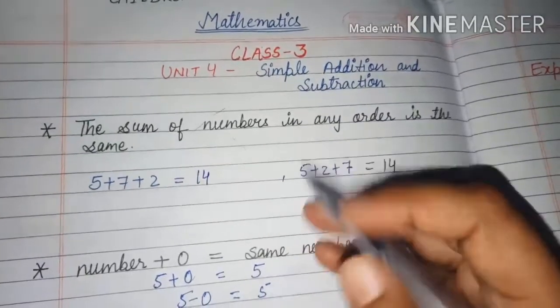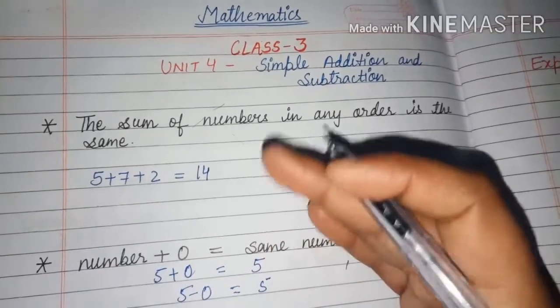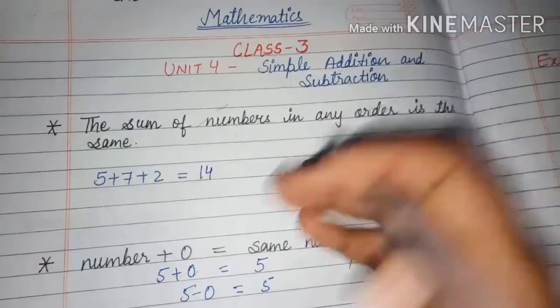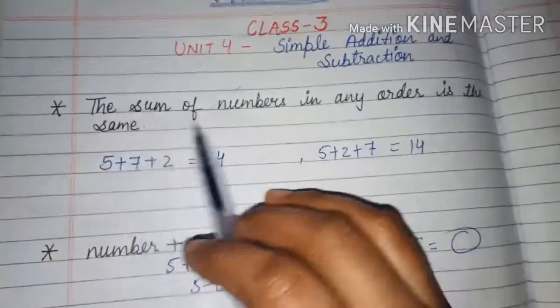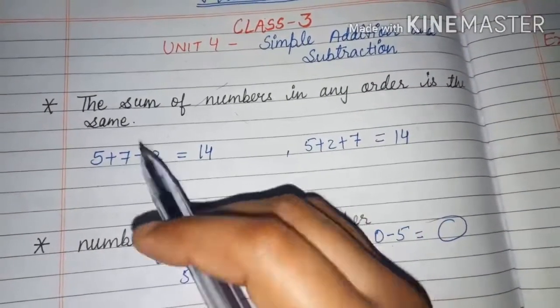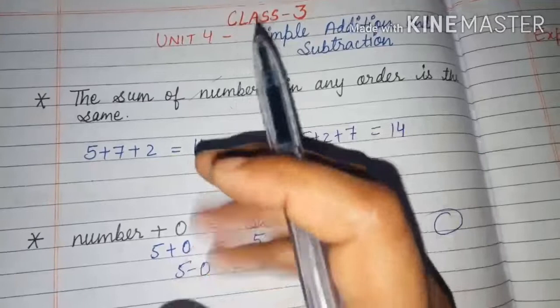What is addition? If we are adding something in any order, the result we get is the same. The sum of numbers in any order is the same. This is the first point which our topic suggests to us. So, the sum of numbers in any order.